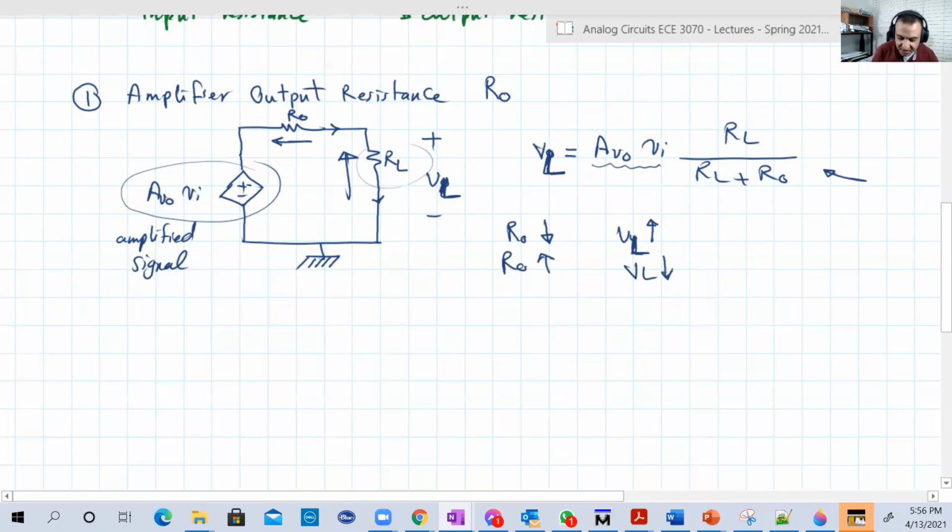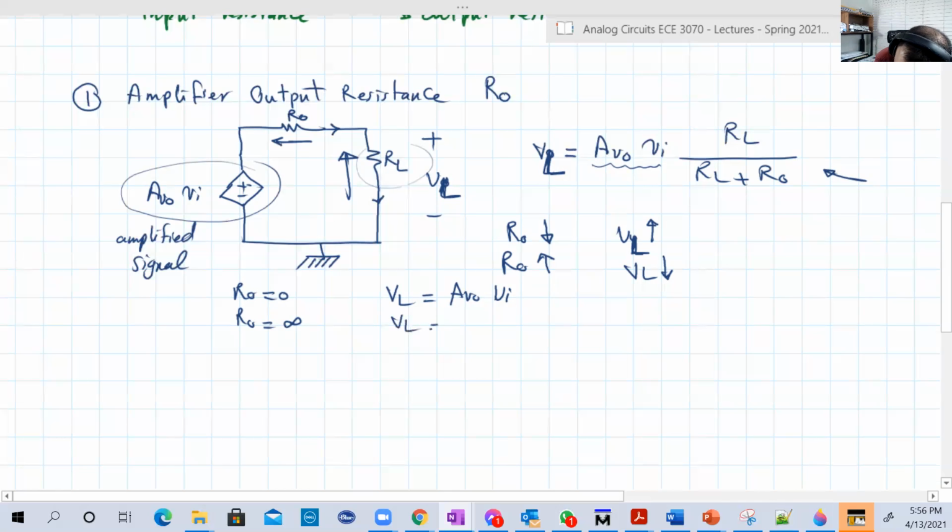Try the two extremes. If RO equals 0, then VL will be equal to AV naught VI. All the amplified signal goes to the load. If RO equals infinity, I mean open circuit, that's what I mean. This is a reachable target in resistances, to have infinity, just to make it open. Okay, so what is V load in that case?